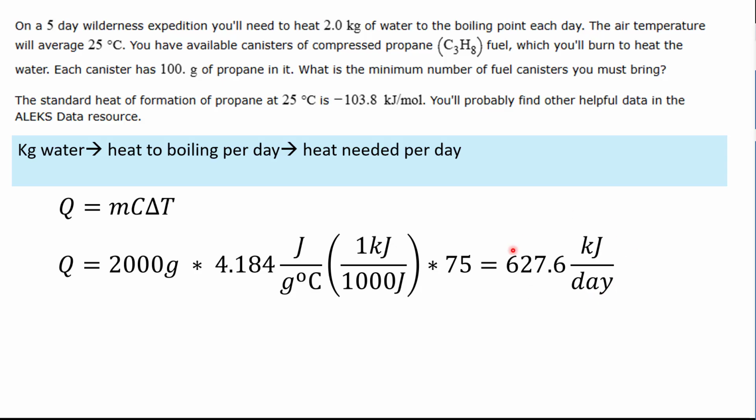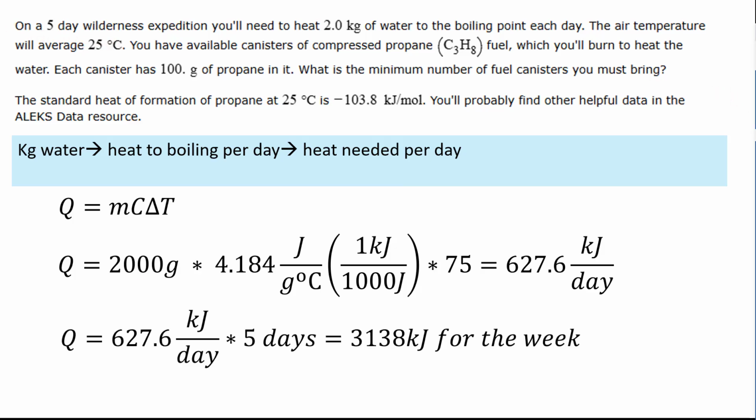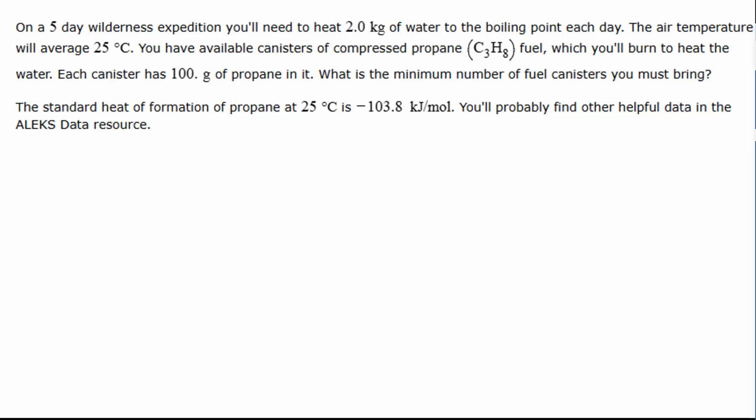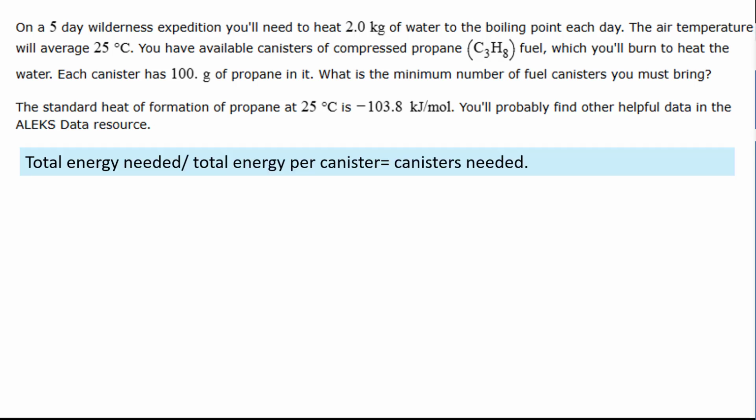Now keep in mind this is per day, so that's not going to be how much we need over the whole trip because we're going to be gone for 5 days. So we then need to multiply this by 5 in order to get how much we're going to need for our week of camping. All right, so now we know how much energy per canister we have. We know how much we need for the entire week of camping. Now we can do our last step. Another good pause point to see if you know what you're doing. Come back if you need help.